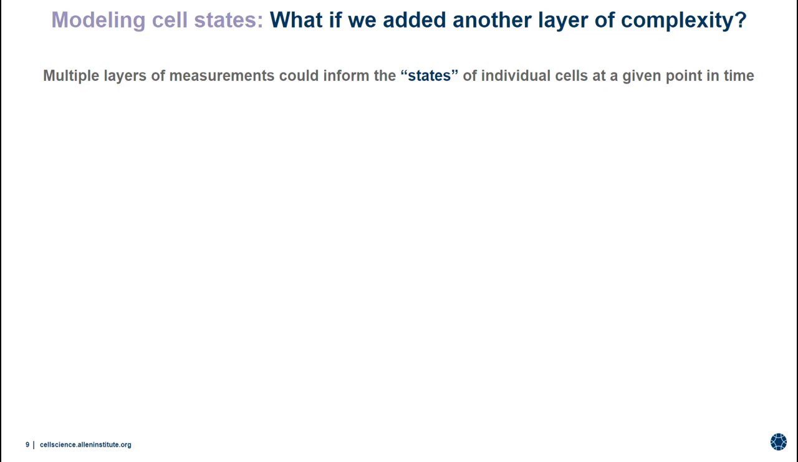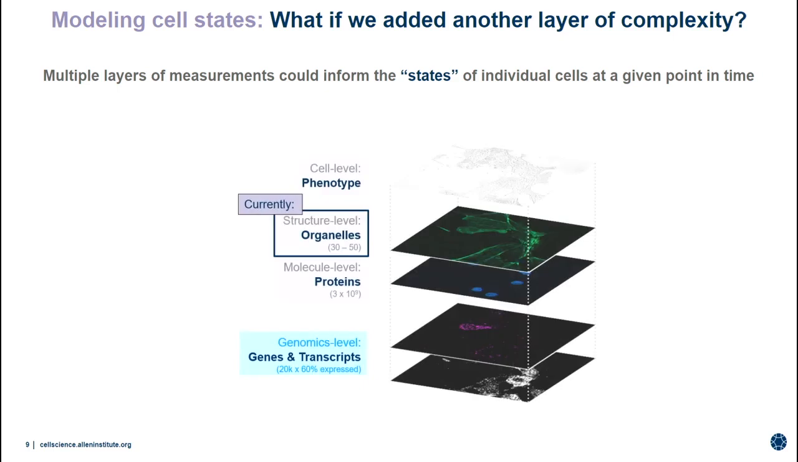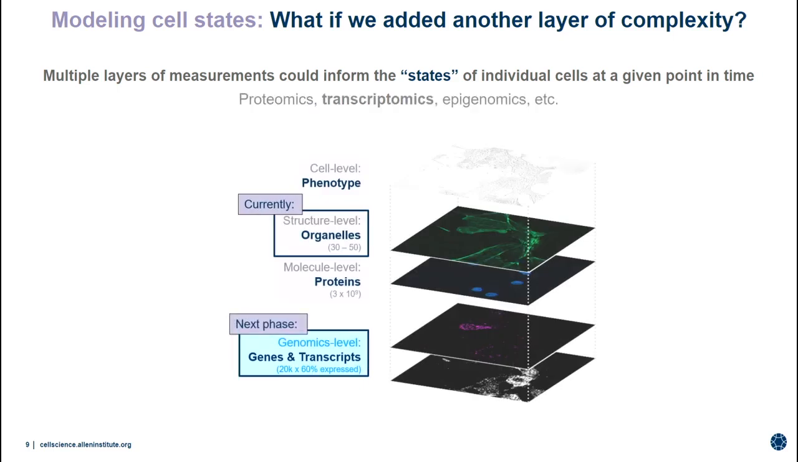So what happens if we add another layer of complexity? Multiple layers of measurements could inform the states of individual cells at a given point in time. So we focused so far on the organelle level, but we're interested now in the next stage to look deeper at the genomics level, and we're starting with transcriptomics for this.